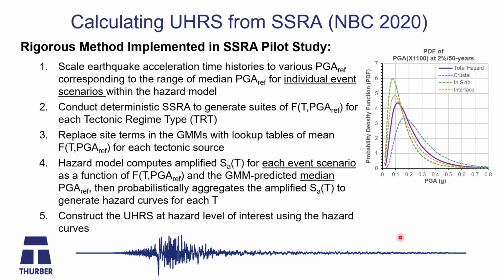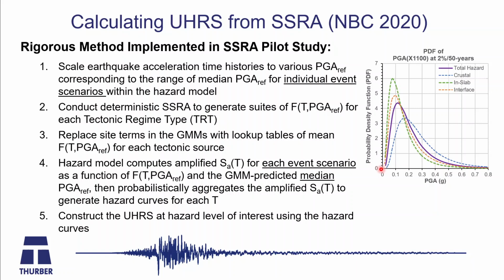So in the rigorous method, what we did, and I'll show you the visuals in the next few slides, but to walk you through the methodology, we scaled the earthquake time histories to various PGAref. Okay, these were not connected directly to any probabilistic hazard level, but they were representing a range of median PGA kind of within this probability density function, right?